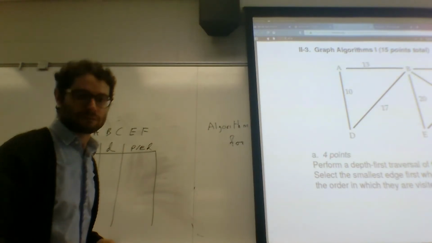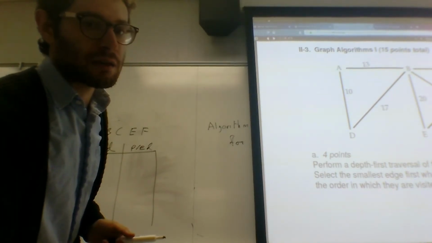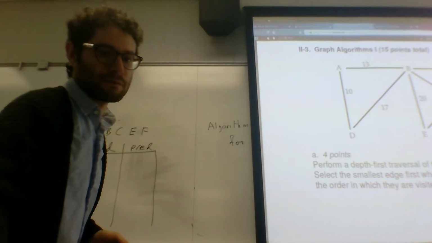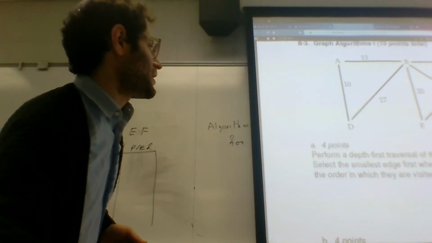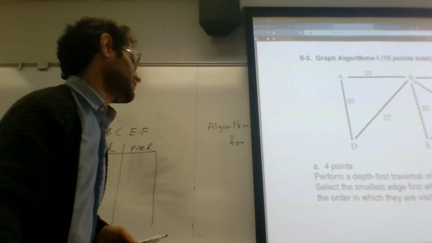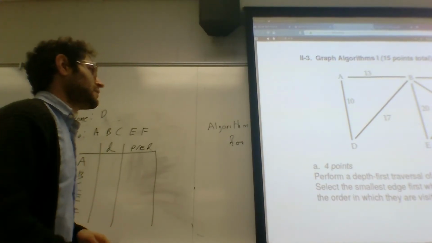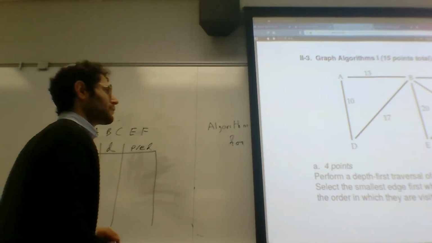Okay. So D to E. So we're trying to find the shortest path from D to E. Okay. It's also kind of a hint that we can stop once we find the shortest path to E, but it's fine. Okay. So we need to initialize this.